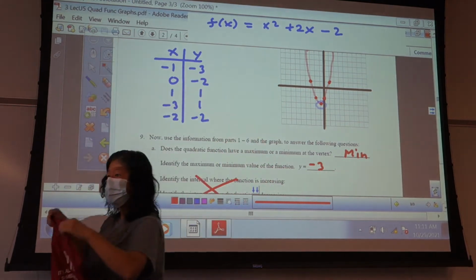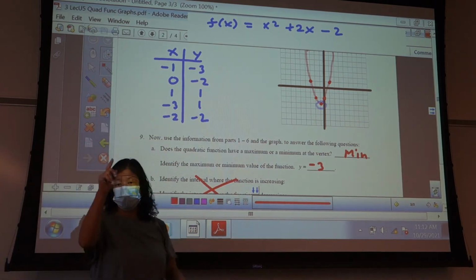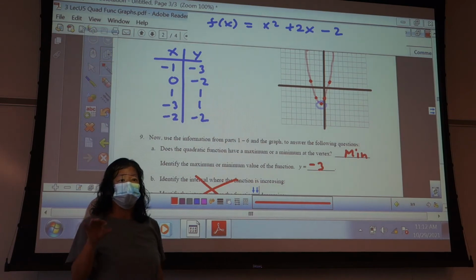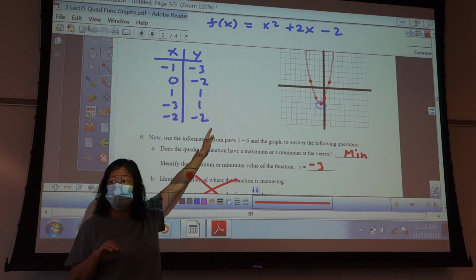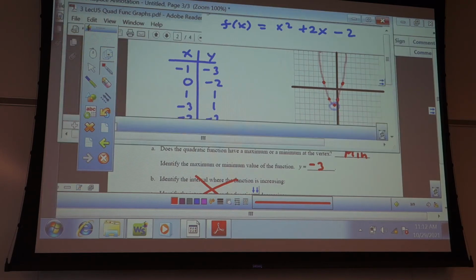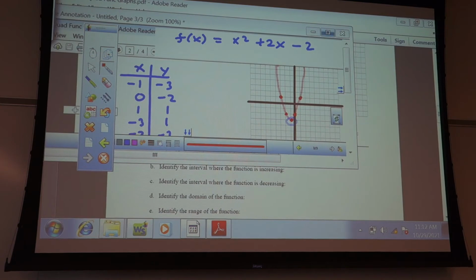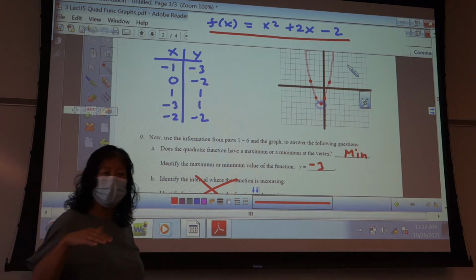Everybody on board? Are we dividing by something that has x in it? Do we have something over x, or something with x in it? No. Is everyone on board with what I'm saying? We're looking at the original equation. So we're looking right here. It doesn't have something with x being divided by.